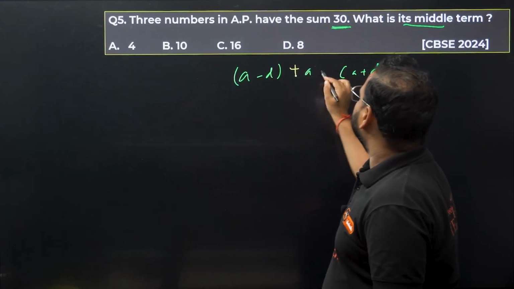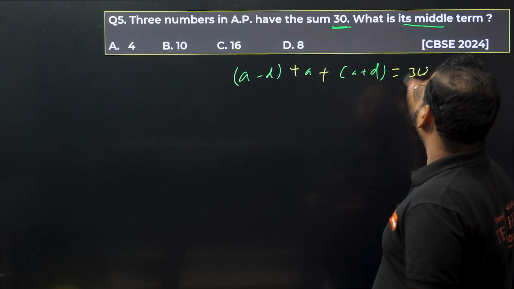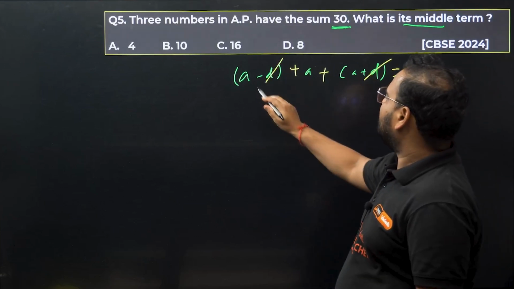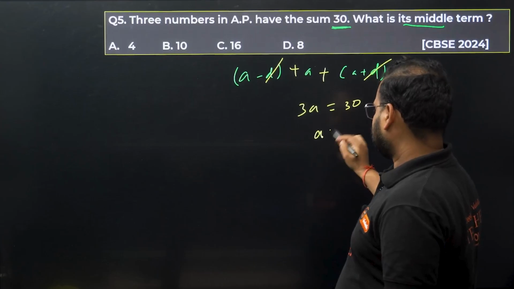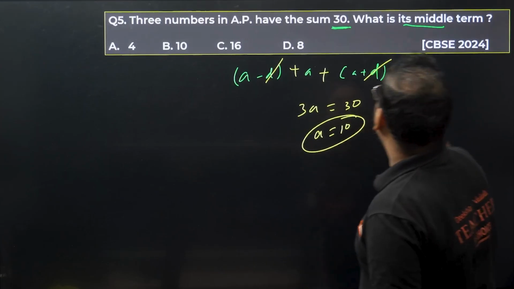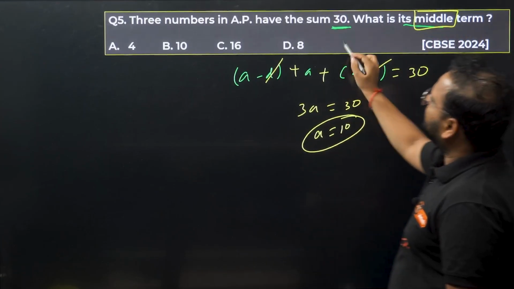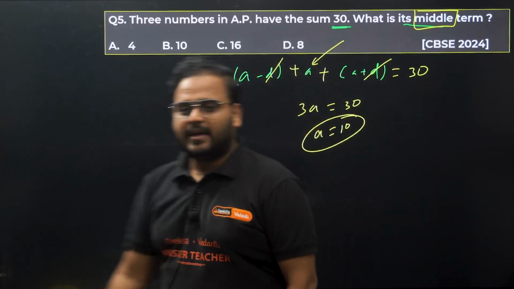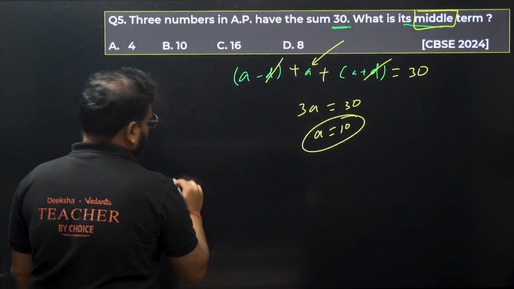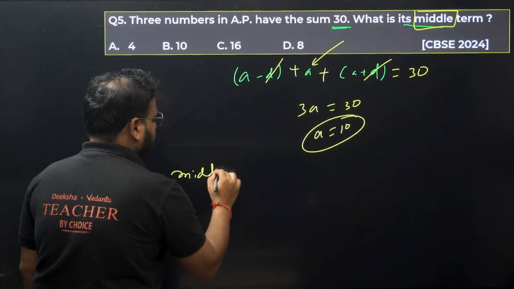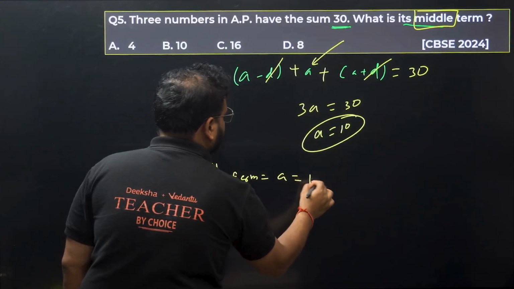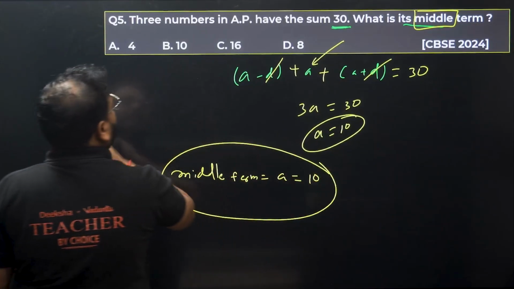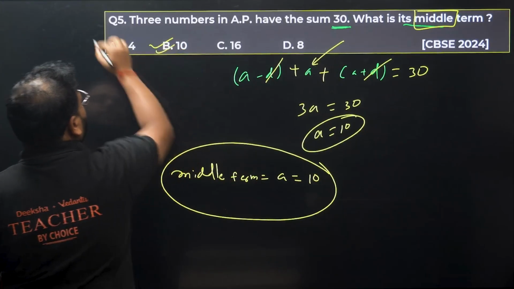The sum is given as 30. This D and this D cancel, so I have A plus A plus A. 3A is 30, so A is 10. What are they asking? The middle term. This A is the middle term, right? Middle term is A, which is 10. Answer is going to be option B.